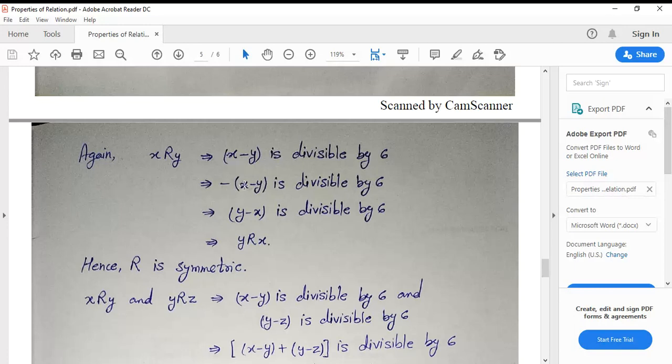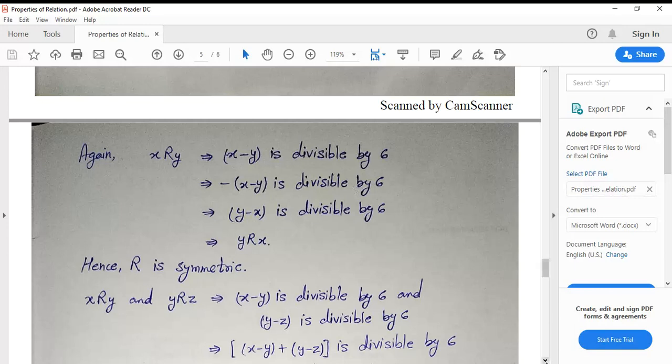So, we can write that minus (x minus y) is also divisible by 6. And if we multiply this minus into the brackets, we have y minus x. After solving this, we get y minus x is divisible by 6. So if y minus x is divisible by 6, then it means that y is related to x. So it is symmetric.